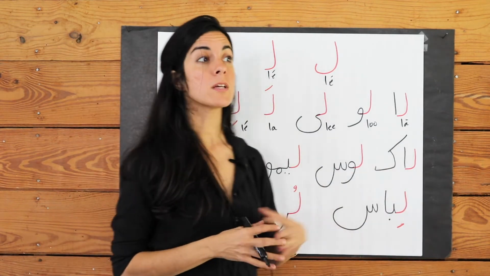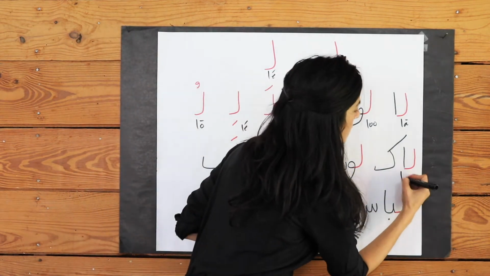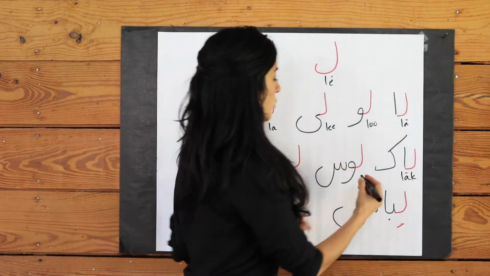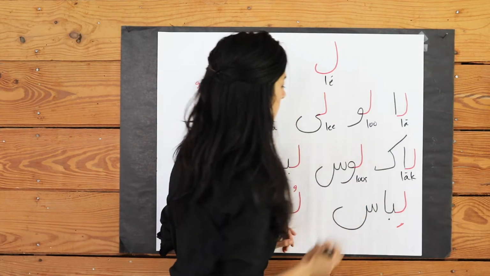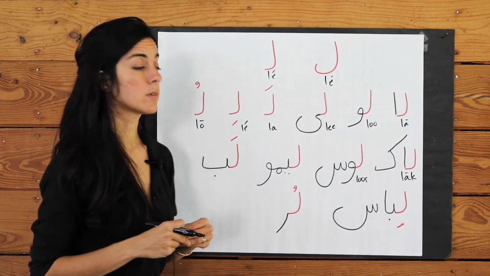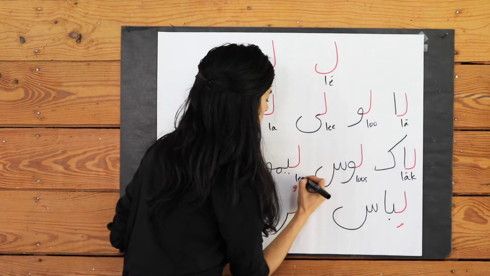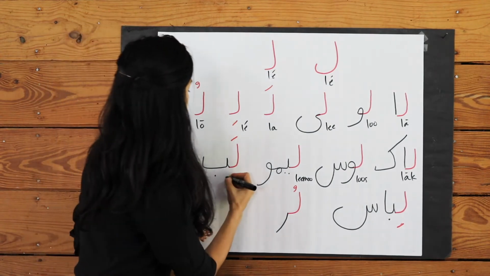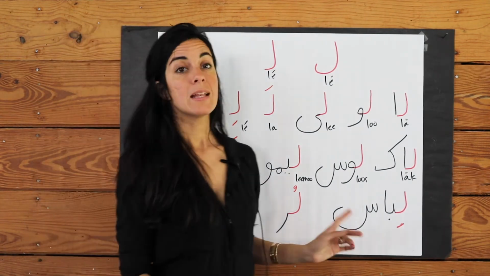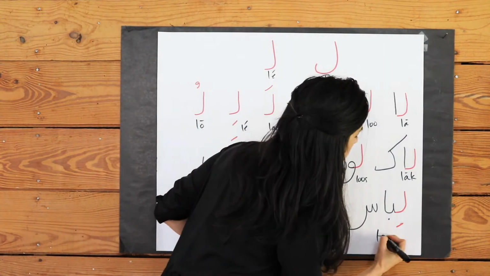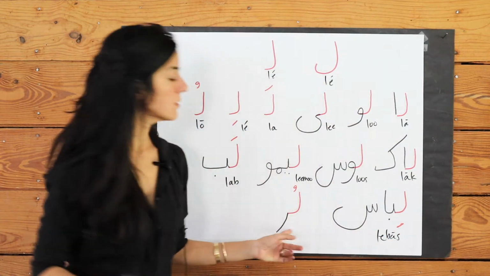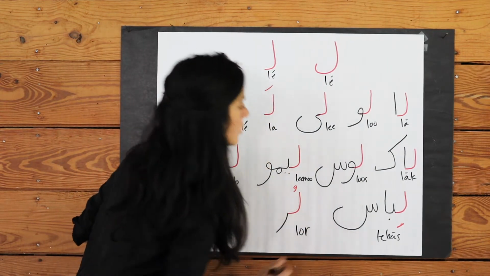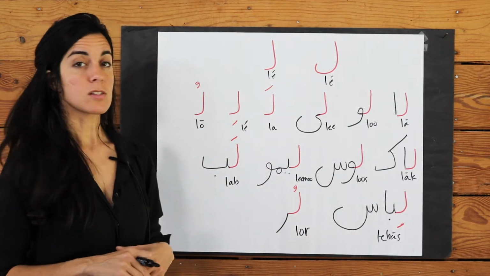So a word that's formed, lak, fingernail paint. Luti, le with a u. Luti means silly. Limu, lemon. Lab, lips. Lebas is clothes. And lor, a certain tribe of people. Lor, certain nationality. There's all these words.